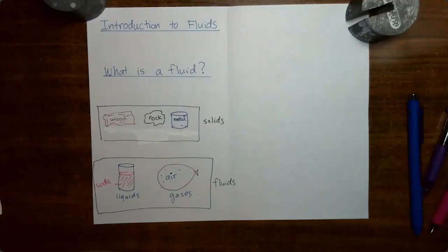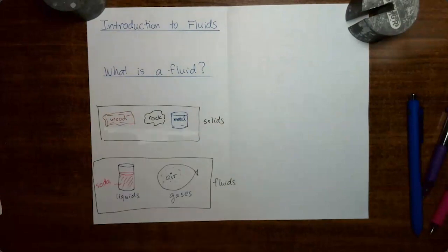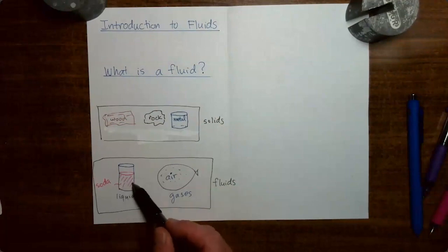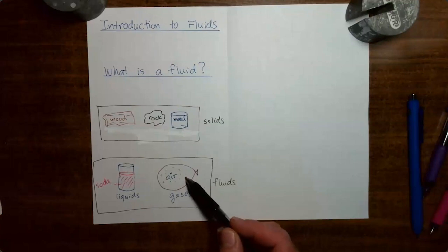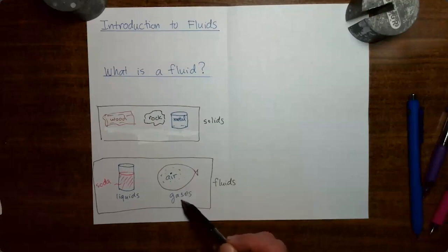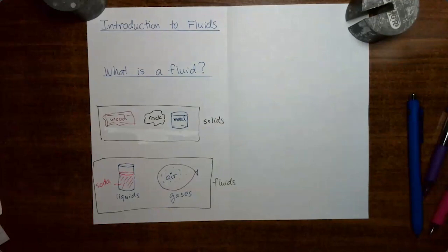To summarize, I've shown you several things which are solid: wood, rock, metal, but I've also given you some examples of fluids. The soda was an example of a liquid. Liquids are fluids. And the air in the balloon was an example of a gas. Gases are fluids as well. So liquids are fluids, gases are fluids, and there are even other phases of matter, which we're not going to get into here, which you could also classify as fluids.